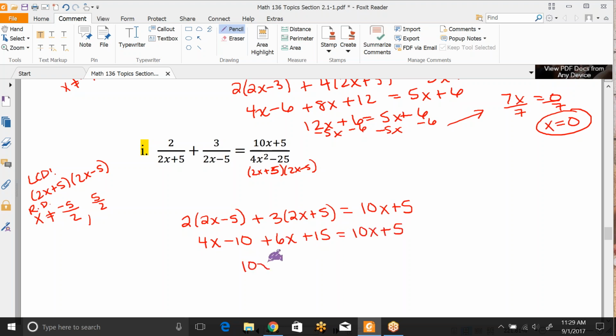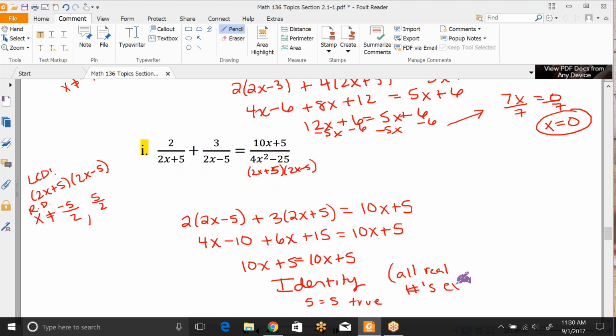Combine like terms, we get 10x plus 5 equals 10x plus 5. This is identical on the same side, which means this is an identity. We defined that in class. An identity means that when you go to solve it, the x's cancel out and you just get 5 equals 5, which is true. That means all real numbers are possible solutions, except we have a problem.